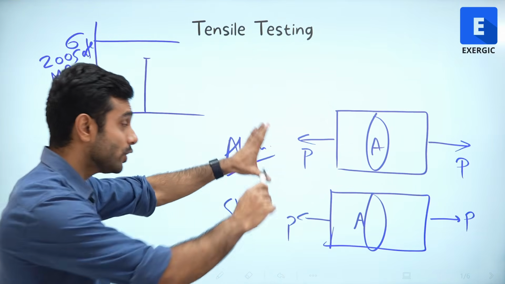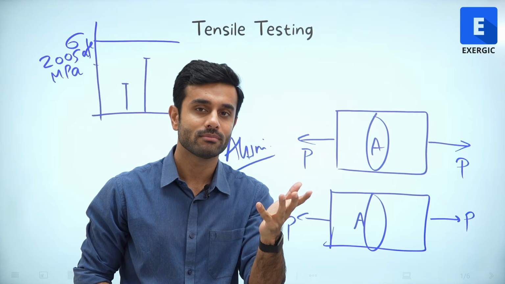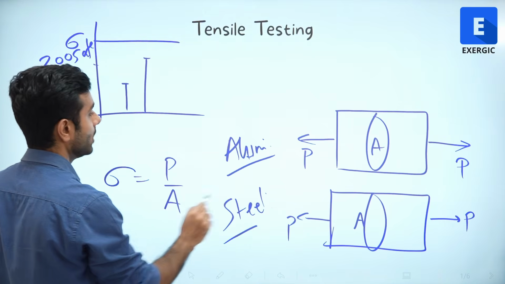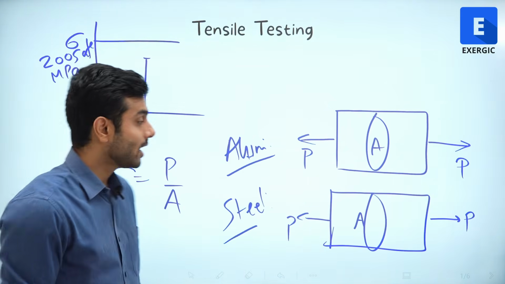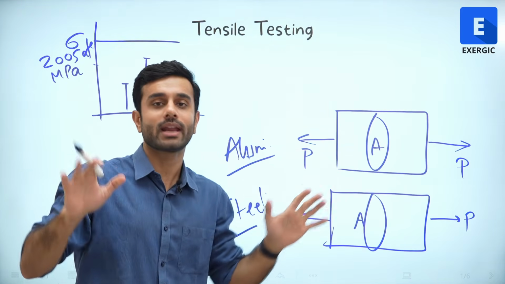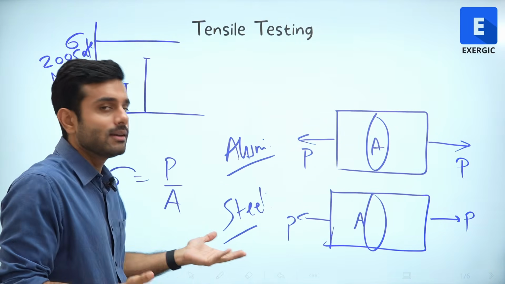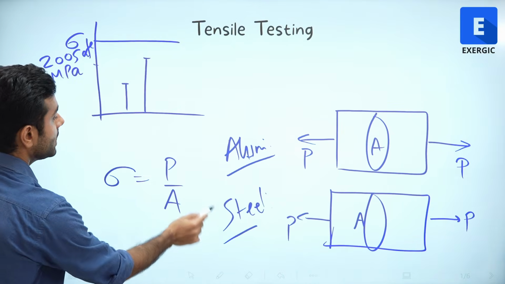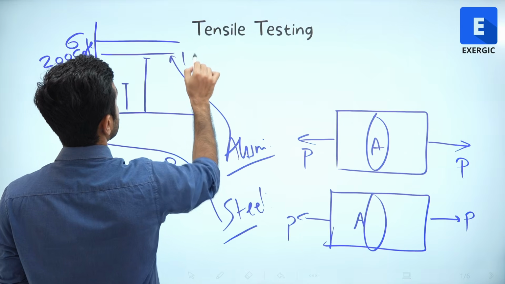How much will be the value of stress in both of them? Value of stress, same, P by A. Because stress depends upon load and geometry. Load is same, geometry is same. So stress is same. But how much maximum stress they can bear without fracture, without cracking is going to be different. Let's say at this point of time, again I am putting random numbers, maybe steel can bear up to 200, but aluminium can bear up to 175.